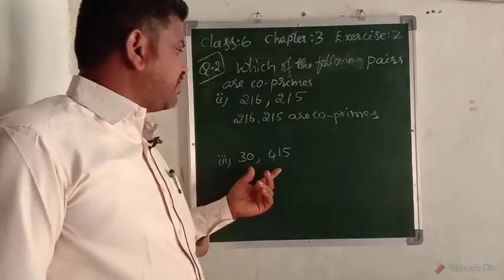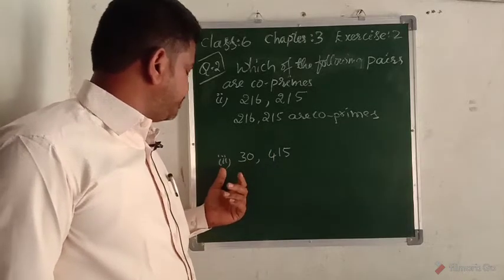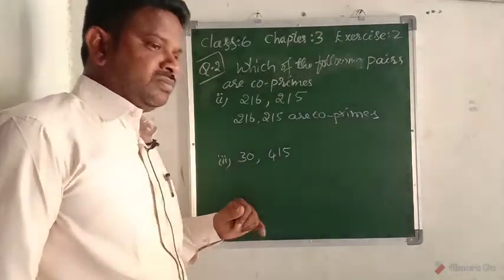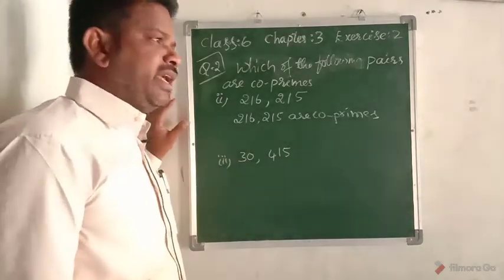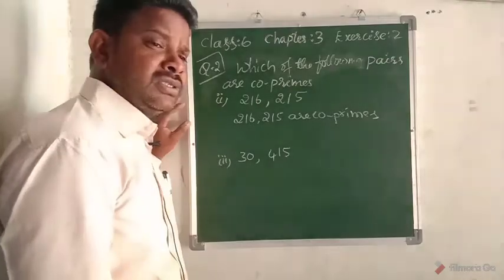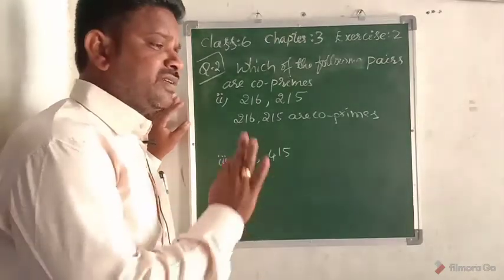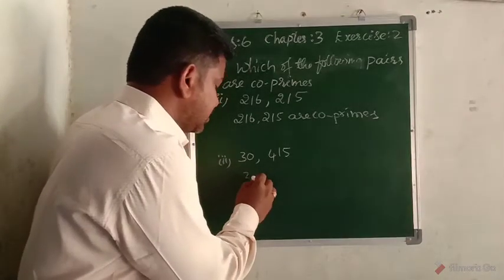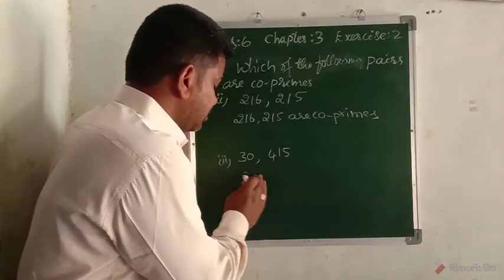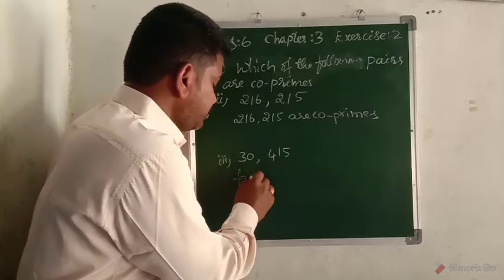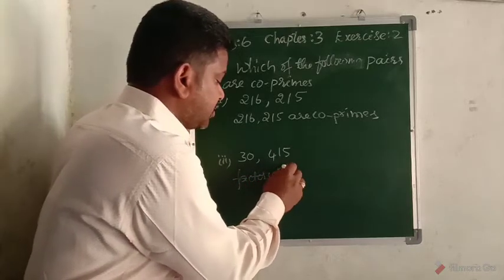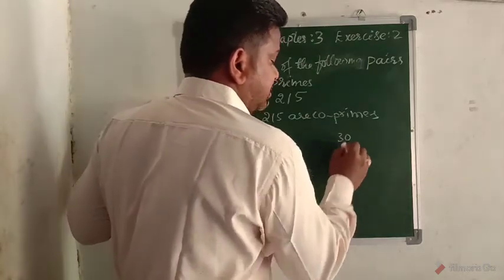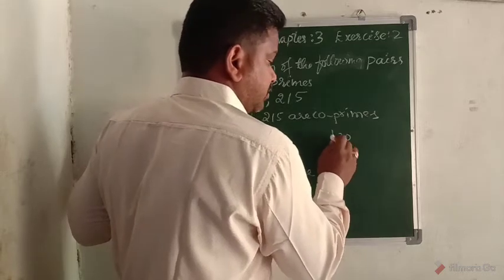After completing that, question number 3: 30 and 415. Here they are not consecutive numbers. So if they are not consecutive, we just write the factors of each number individually. What are the factors of 30?